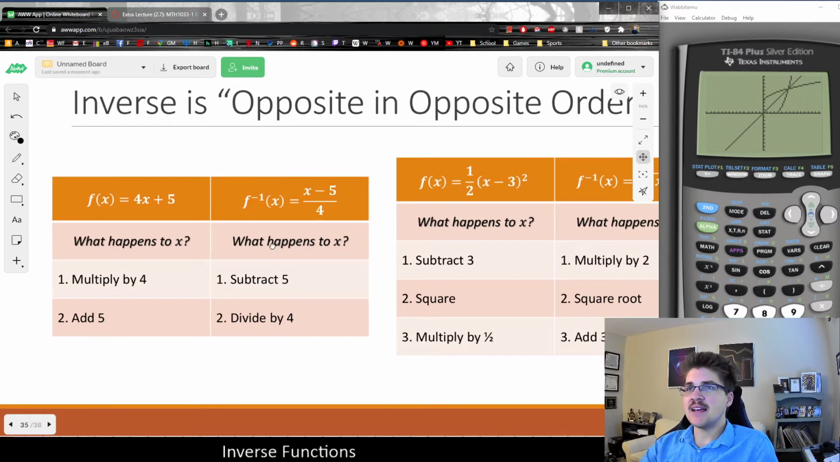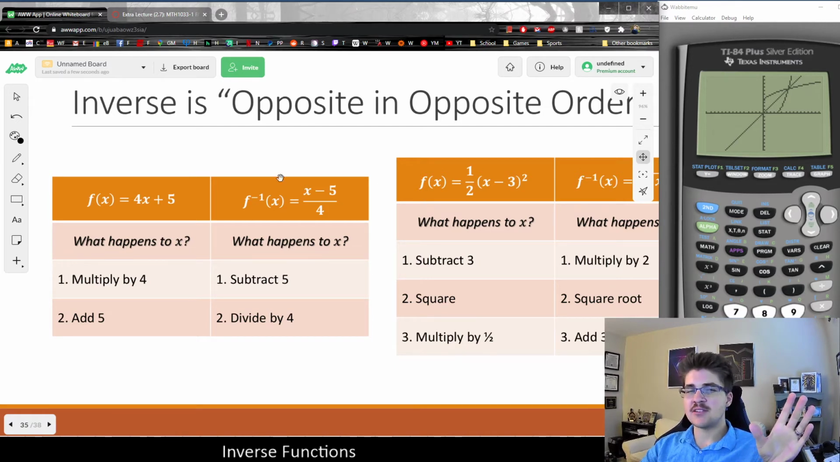But anyways, looking at the examples from the first page, f of x and f inverse, we had 4x plus 5 and (x minus 5) over 4. If I pay attention to the order of operations right here, first I would have 4 times the input, because the multiplication comes first. Then I would add 5, in that order.